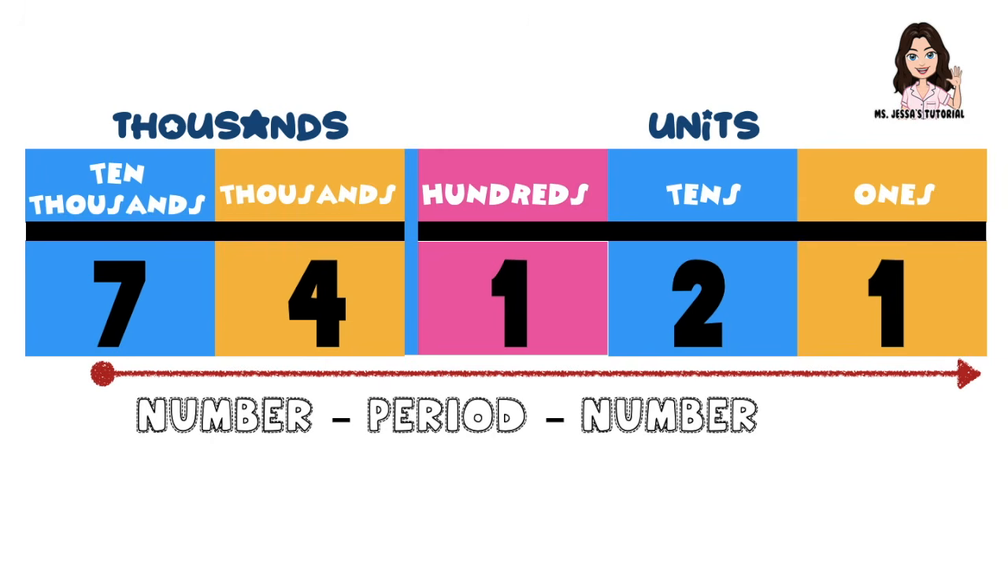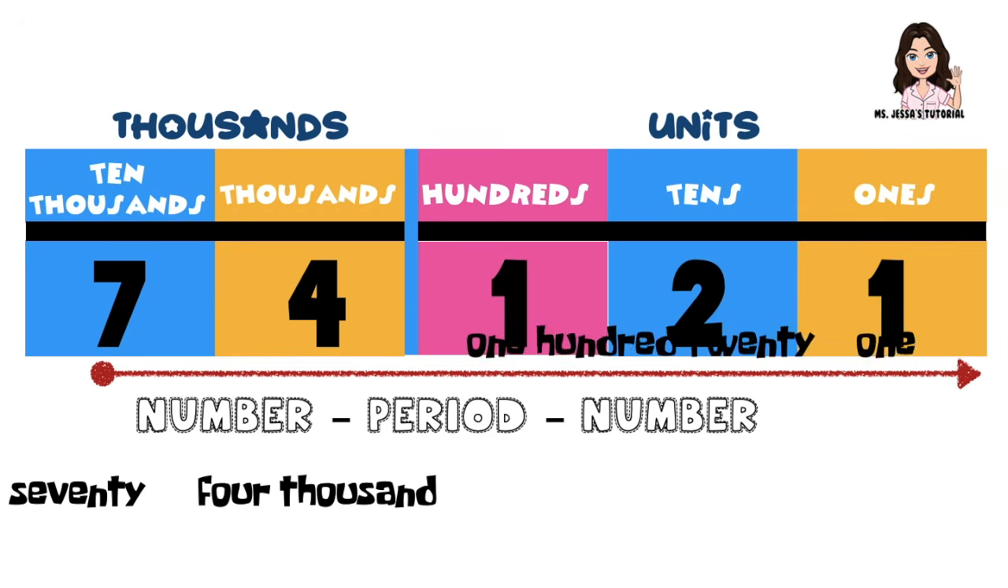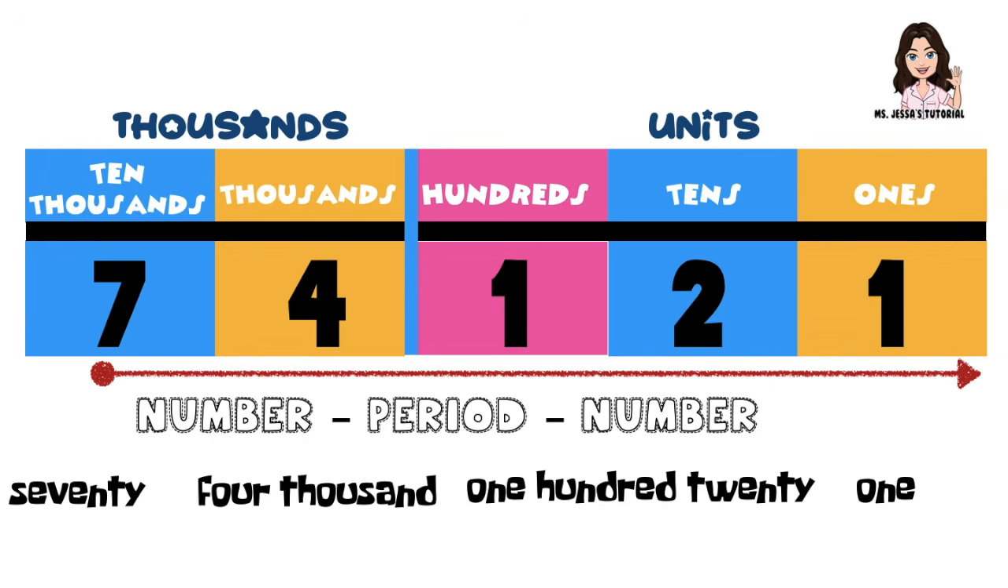Fantastic. That is 74. Then what are we going to write next? That's correct. 1,000. Then what is the last number? Good job! That is 121. So now, let's use the comma and hyphen. So children, where are you going to write the comma?